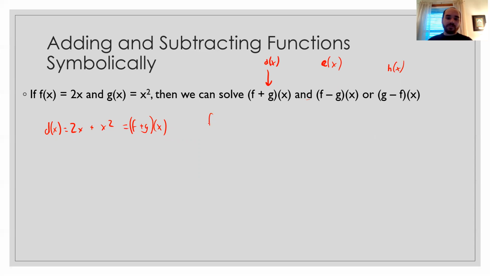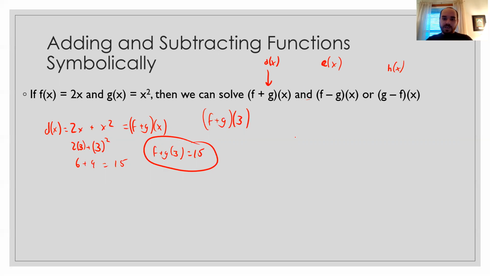Now we could solve for f plus g of some number. Let's say we pick 3, since we haven't done that one yet. We could just plug in 3 to this. So 2 times 3 plus 3 squared. We'd get 6 plus 9, which is equal to 15. So f plus g of 3 equals 15.